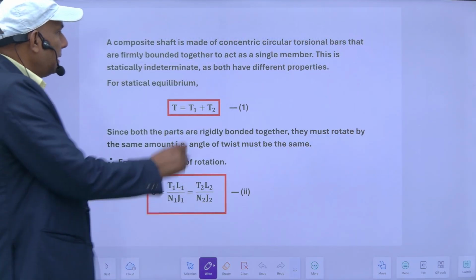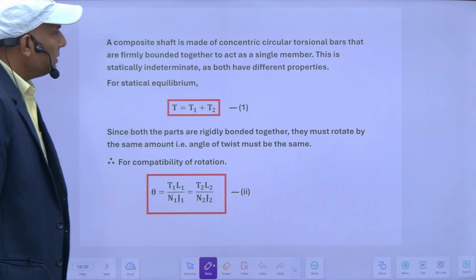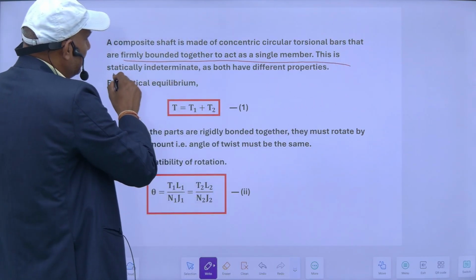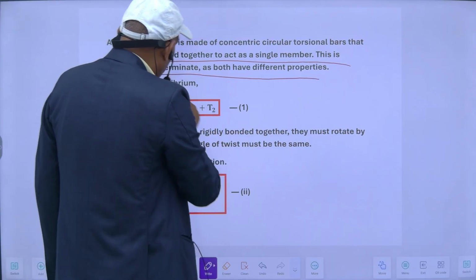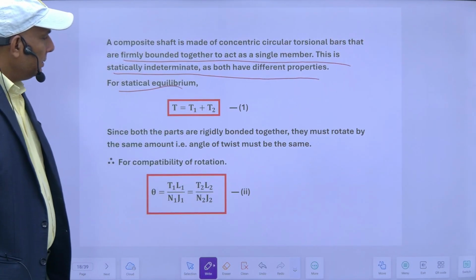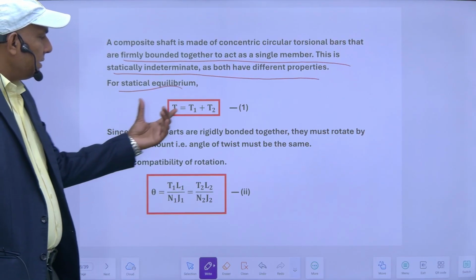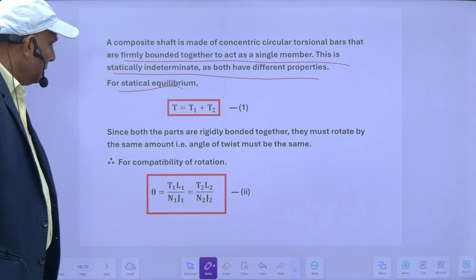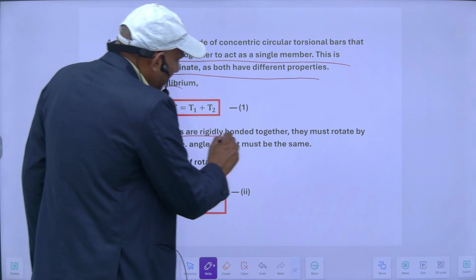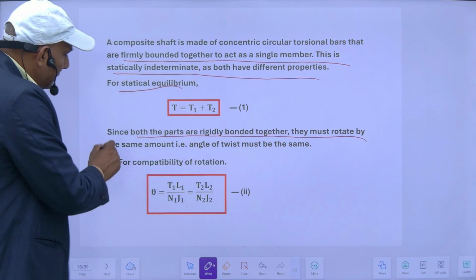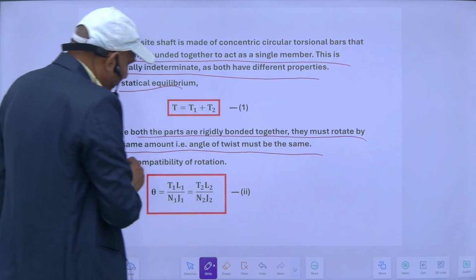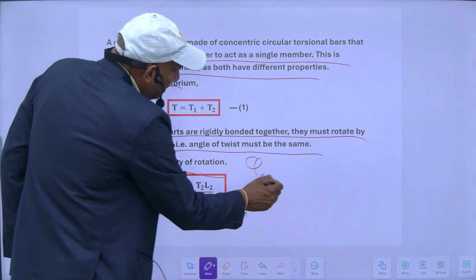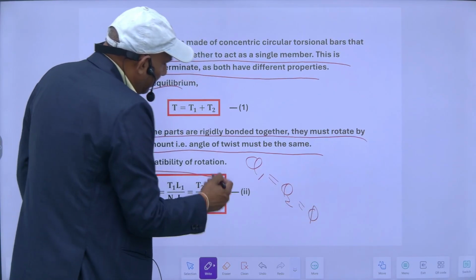this is a composite shaft made of concentric circular torsional bars that are firmly bonded together to act as a single member. This is statically indeterminate as both have different properties. So I need two equations: the condition of equilibrium, and the condition of compatibility, meaning theta is the same for both. Since both are rigidly bonded together, they must rotate by the same amount, that is, the angle of twist must be the same. So from this condition of compatibility, theta 1 is equal to theta 2 is equal to theta. So this is the same.